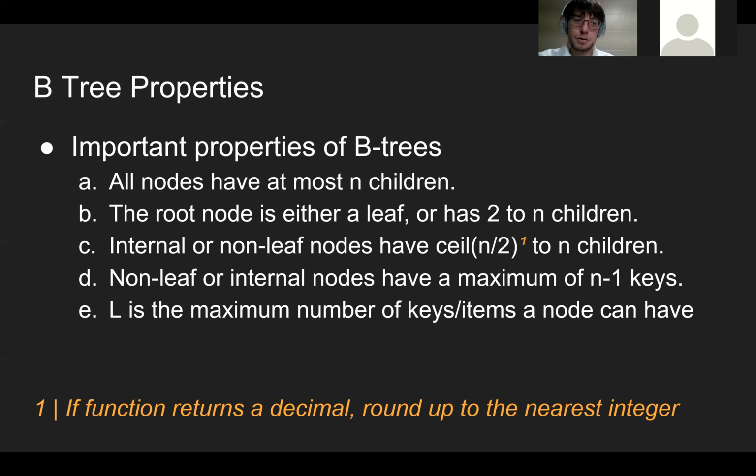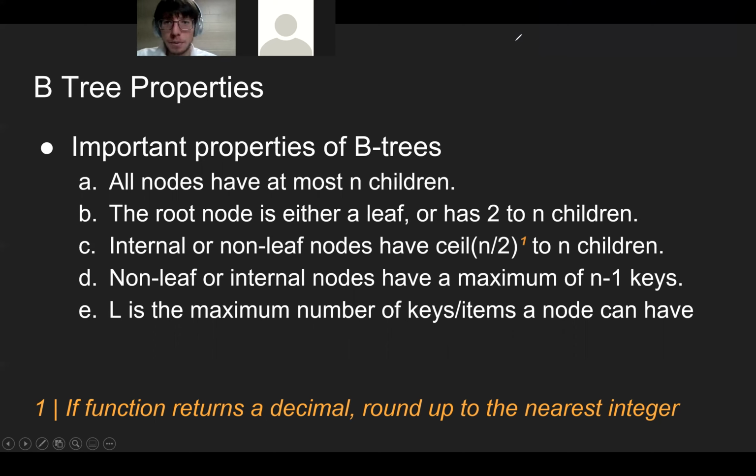So, important properties of B trees. All nodes have at most n children. We're given some variable n. It's an n-ary tree. The root node is either a leaf, meaning it has no children, or it has somewhere between 2 and n children. Internal nodes have somewhere between n over 2, rounded up, and n children, and non-leaf nodes have a maximum of n-1 keys. Let's just draw this out. Let me go over an example really quickly.